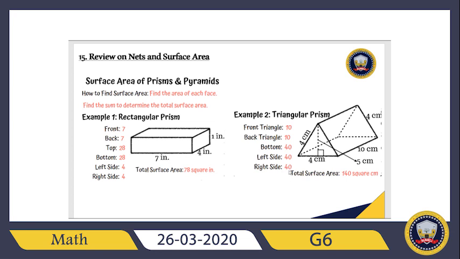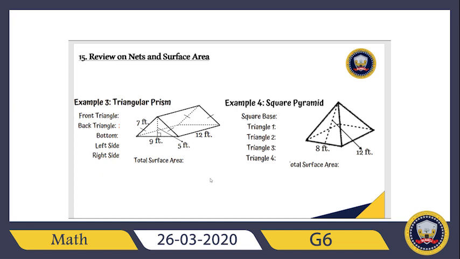Now, these are all the areas of my faces, all the faces. Now, what is the total surface area of this triangular prism? You just sum up all of these numbers and your answer is 140 square centimeters. Now, let's look at this example. Here, I have a triangular prism again. I want you to find the area for each face. You add them all and you show here your total surface area.